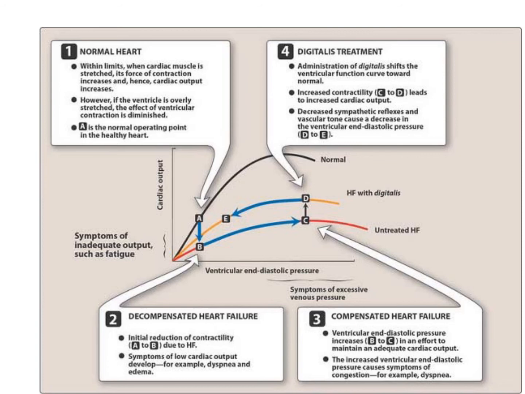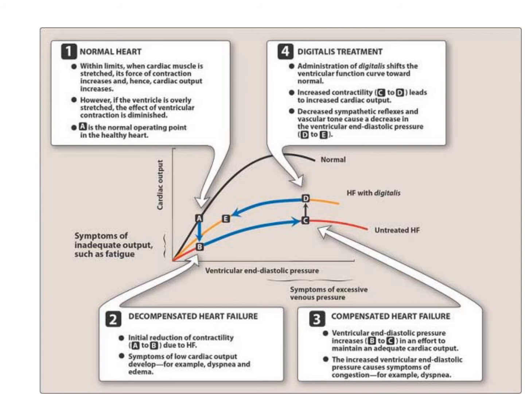If we go past through point B, we can see an initial reduction of contractility from A to B due to heart failure. So the cardiac output starts to decrease. Here the patient suffers from fatigue. If we go to step 3, we can see the ventricular end-diastolic pressure increase from point B to C in an effort to maintain adequate cardiac output. Here the patient suffers from dyspnea.